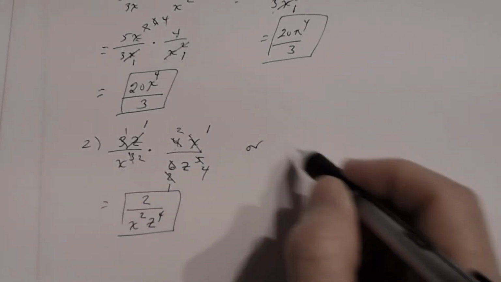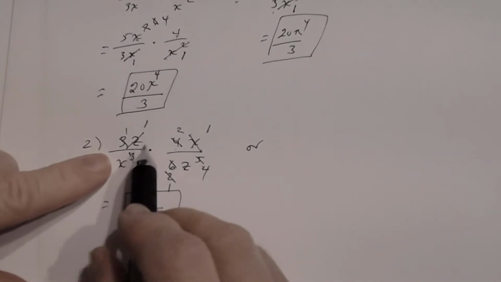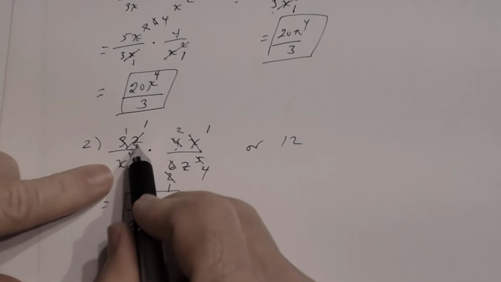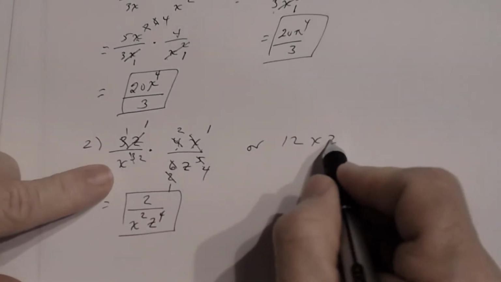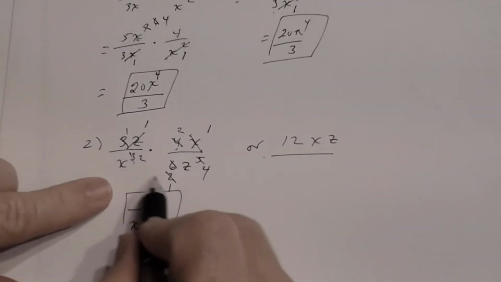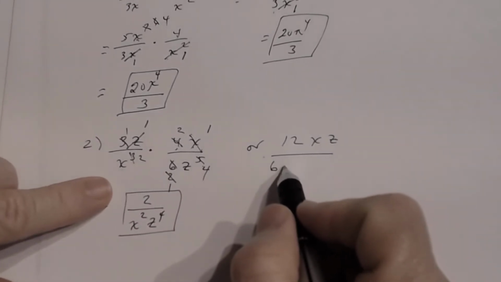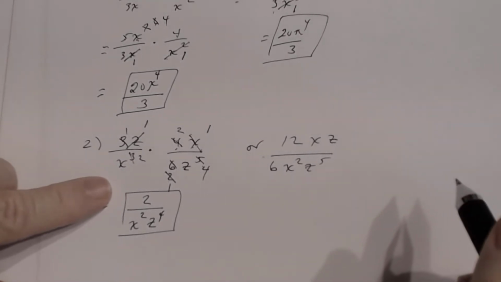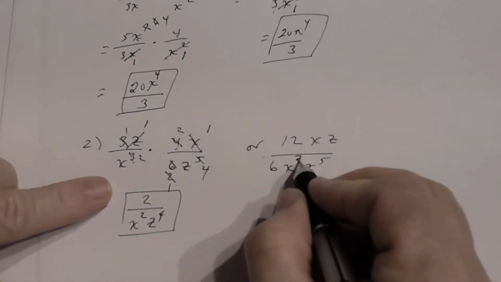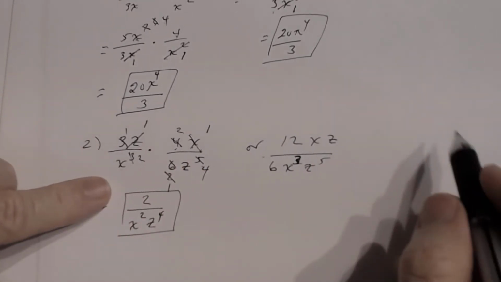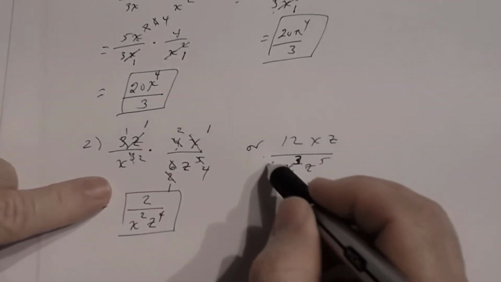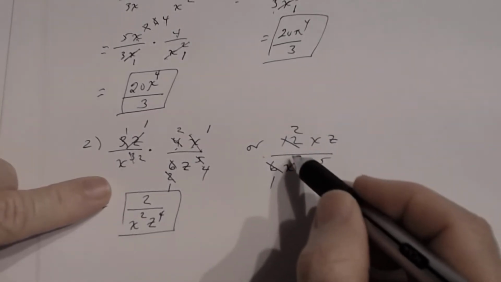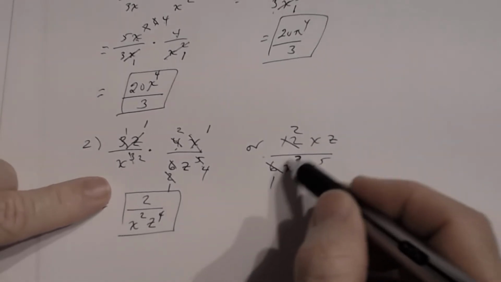If you wanted to, you could have multiplied first. So 3 times 4 is 12, z times x, divided by 6 x cubed z to the 5th. That's what we had. Then we can reduce. 6 into 6 is 1, 6 into 12 is 2. And then I have 3 factors of x in the denominator.